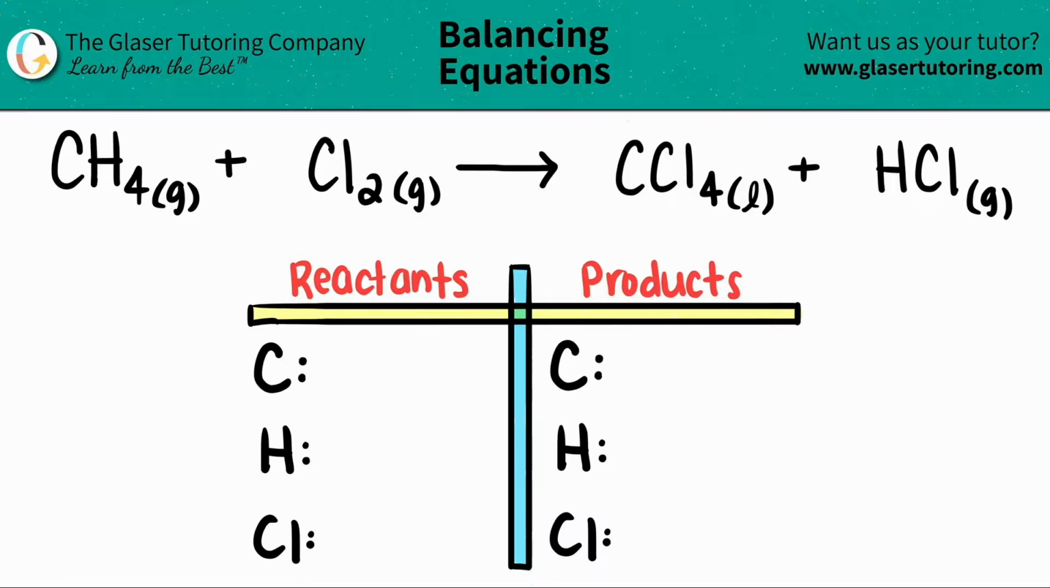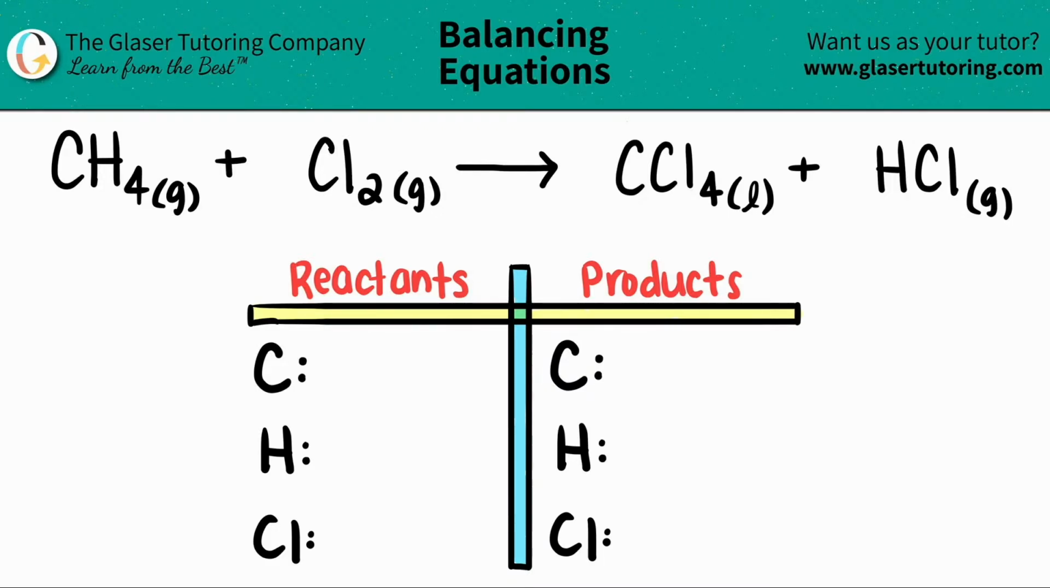Today, we're going to be balancing the equation of methane, which is CH4, plus chlorine gas, which is Cl2, and when they react together, they'll produce carbon tetrachloride, which is CCl4, and then plus HCl. I already wrote out our little balancing chart here with all the elements that I see on the left and the right side. So all we have to do is just write how many we have to start with, and then we'll start the balancing.